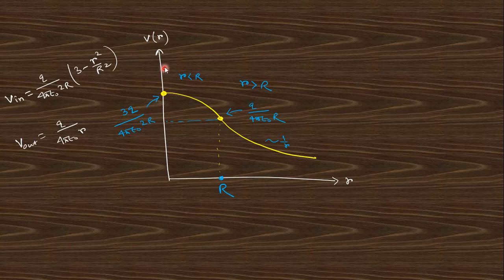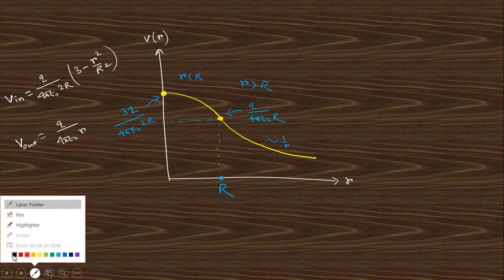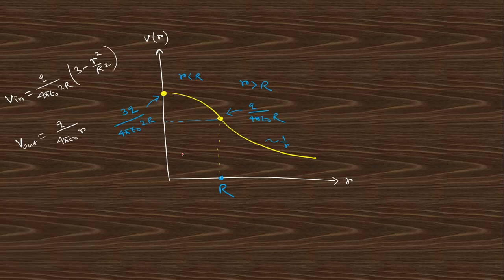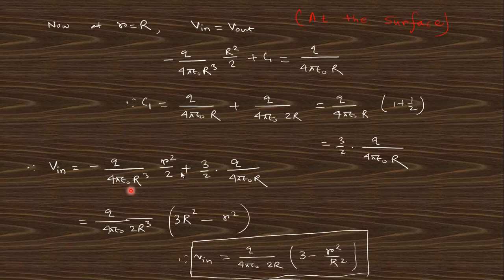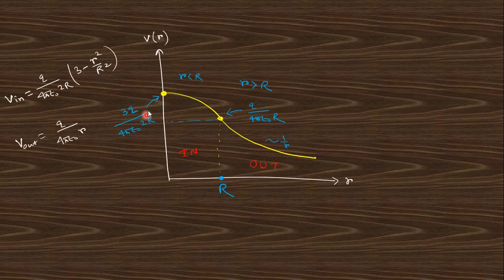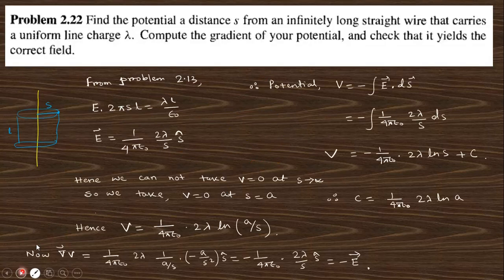If you want to plot the potential with respect to r, at 0 it has this value and then falls down; this part is inside and this is outside. At r equals 0 the inside value is 3 of this, and at r equals R this becomes 2, so it is 3Q by 4 pi epsilon naught 2R, and outside it is Q by 4 pi epsilon naught R; the 2R cancels out. Okay. Go to the next question.